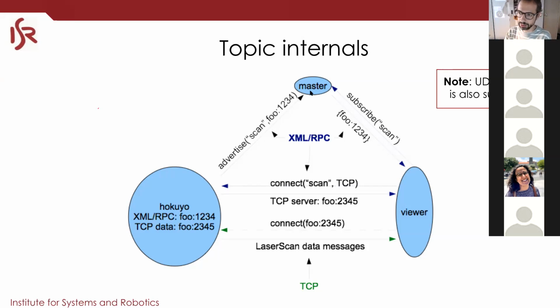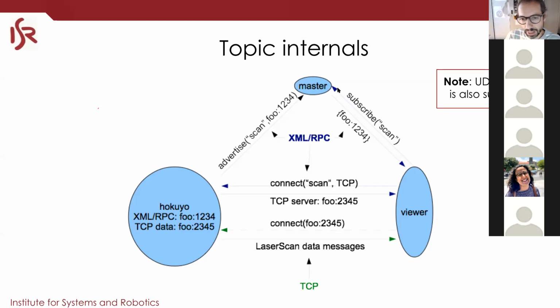And the master will store it in a list and know that for the topic scan, you should contact this guy. If you want data from scan, you need to contact this guy. The other thing that happens, which can be before or afterwards, is the subscriber part. You have a viewer, a window that wants to show the laser data, and it will subscribe to scan. It will ask the master who has scan data. So subscribe scan is a message that is sent to the ROS core and tells it, please tell me who has laser data.